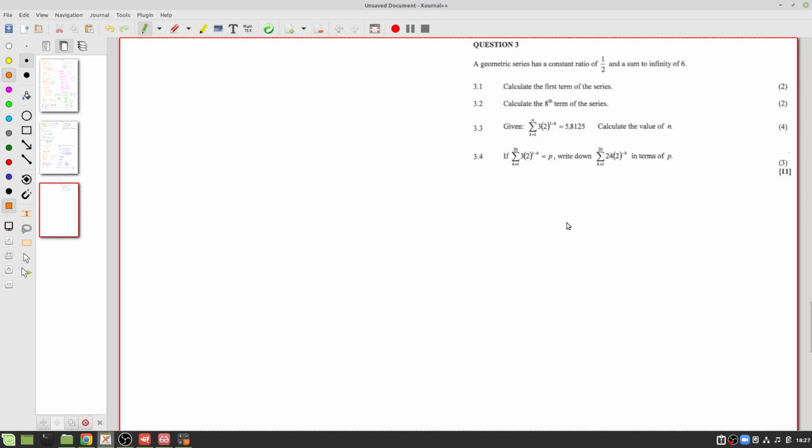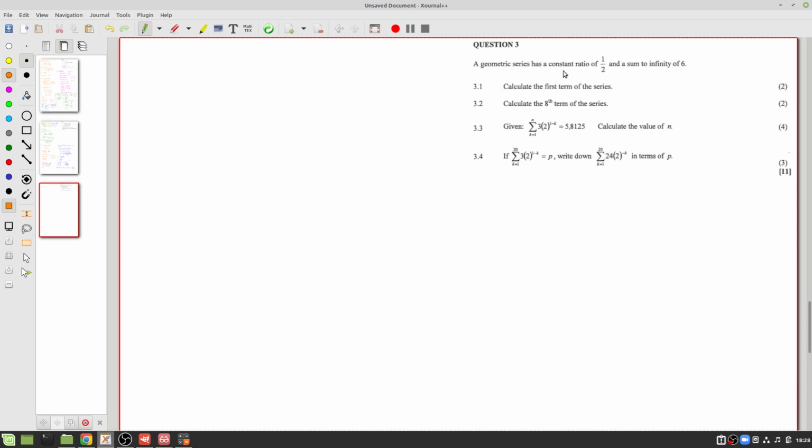Alright, so here we have question 3 of the November 2018 CAPS Mathematics Paper 1. This question 3 is another question on sequence and series, similar to question 2. Here we just deal with the geometric, where in question 2 we had the arithmetic and the quadratic sequences. Alright, let's get into it.